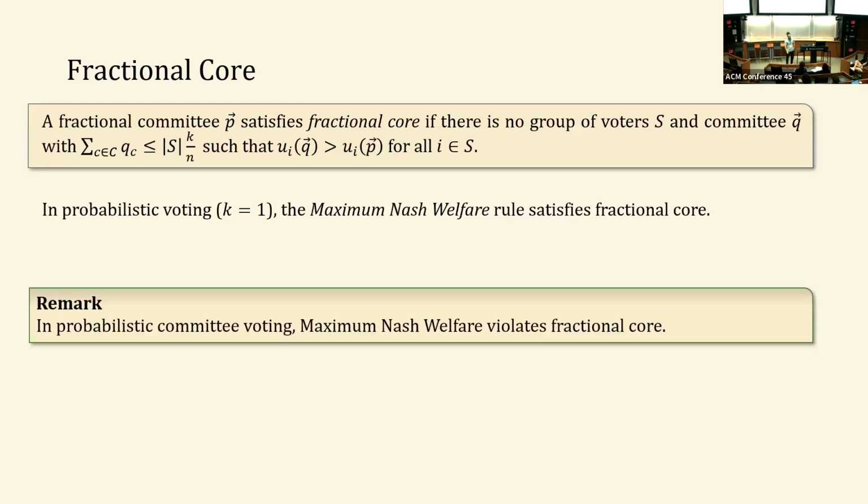We show that this is not the case in probabilistic committee voting, where Nash welfare violates fractional core and actually a weaker property. And so this means that we don't really have an explicit algorithm for fractional core in this setting.